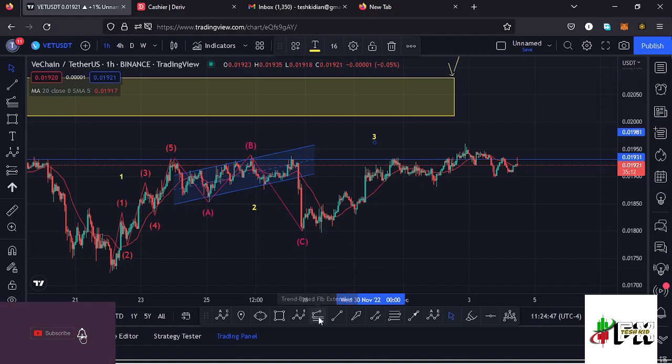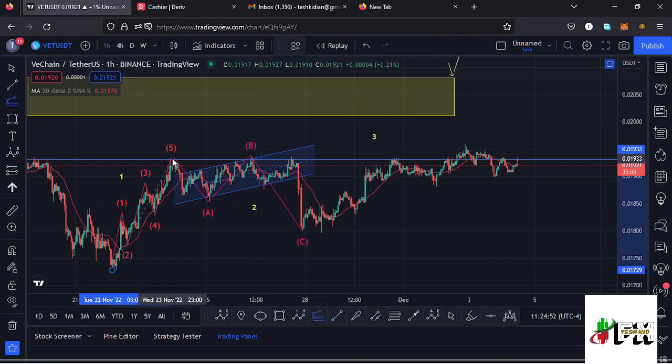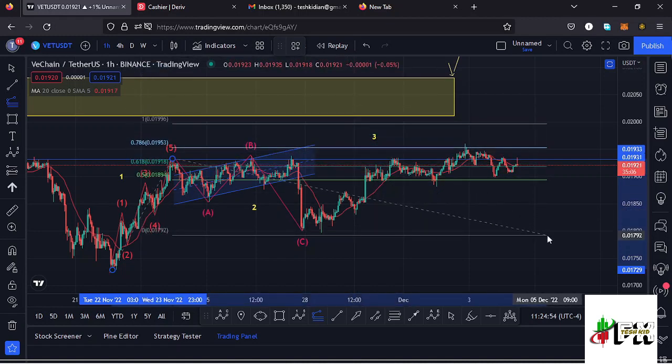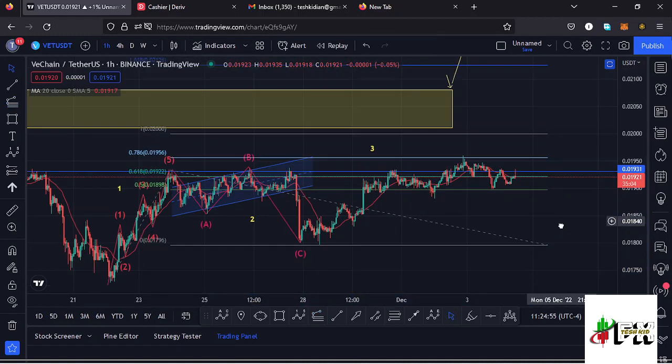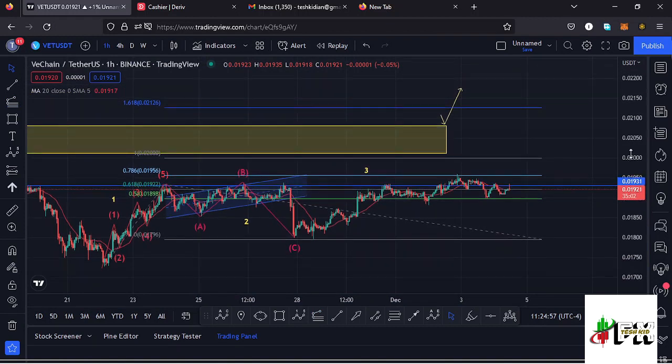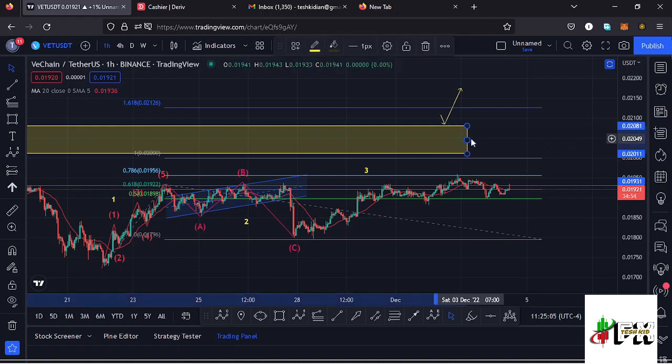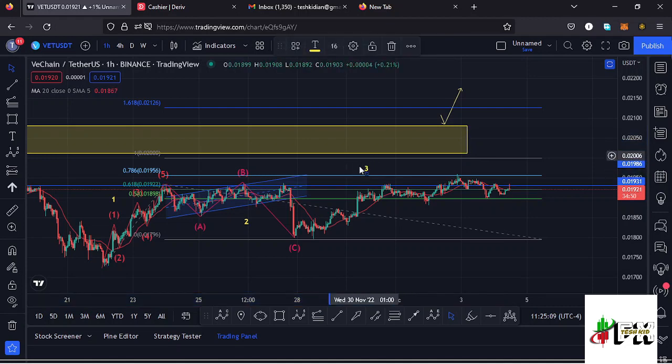And giving you a minimum target area to the upper side in the formation of this wave 3, I can use the trend based Fibonacci, connecting it from the low of the first wave to the high of that wave 1, then dragging the fibs to the low of the second wave, and that gives me a minimum target area to the upper side at the fib level 1.618, and that is at around the $0.02126 mark. And that is the minimum that I would expect Vechain to continue pushing to the upper side, so that it can fully maximize the formation of that wave 3 to the upper side.